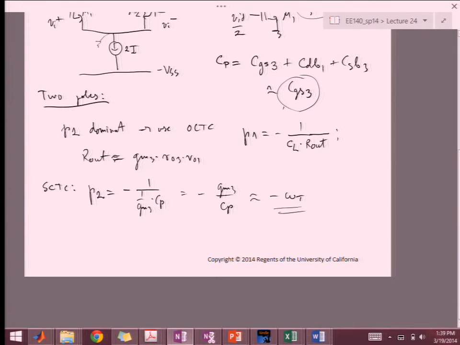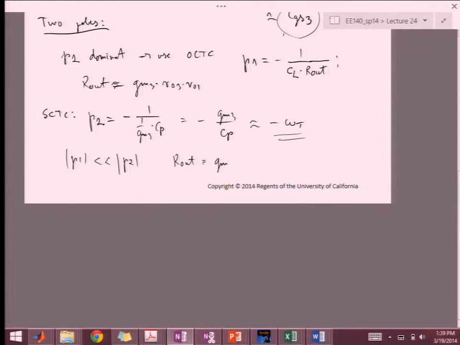If we look at these two, P1 is actually much smaller than P2. And the reason is that R out, which is approximately GM RO squared, is obviously much bigger than 1 over GM. And then also, CL is greater than CP. So both of these provide for larger separation between the two poles.